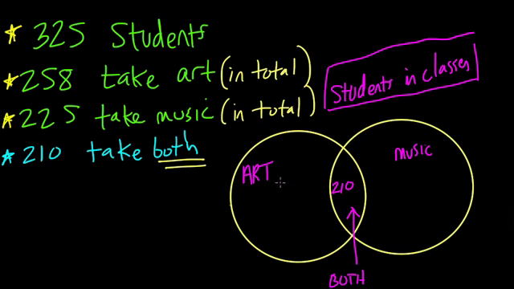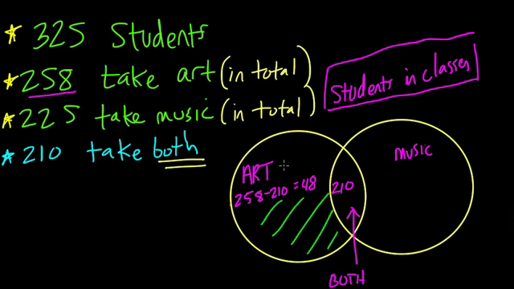Now, if this whole circle represents the students in art, and we already have 210 in that circle, how many are left? Well, there are 258 minus 210 students left, and that's just 48 more students. So you could just put the number 48 in this circle, and I'll shade it in for you. This region that I'm shading in is students who are just taking art.